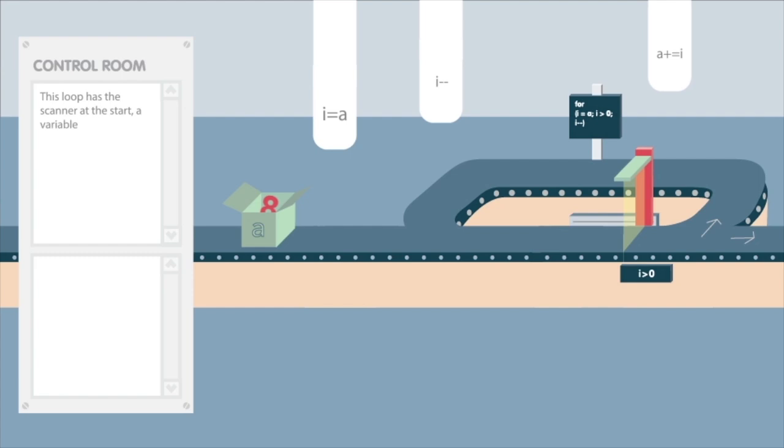This loop has a scanner at the start, a variable creation machine, and a machine that will increase or decrease the newly created variable by 1 each time it passes through it. This is a for loop.